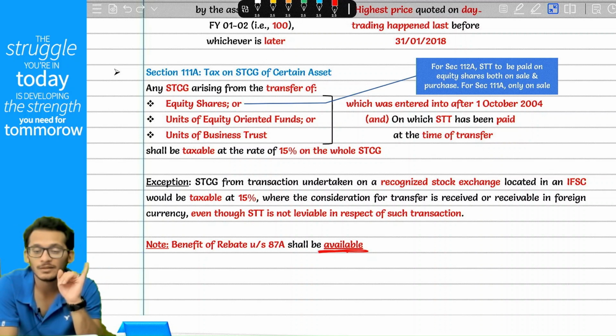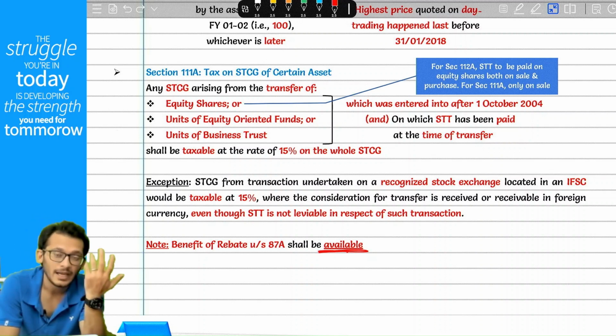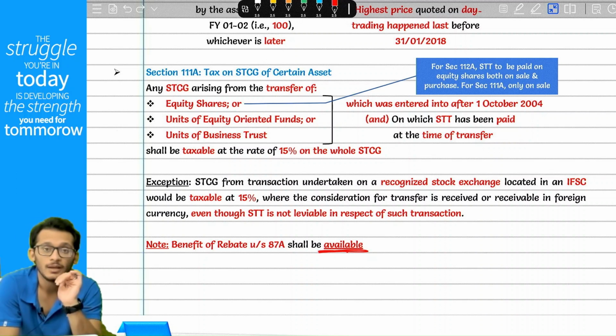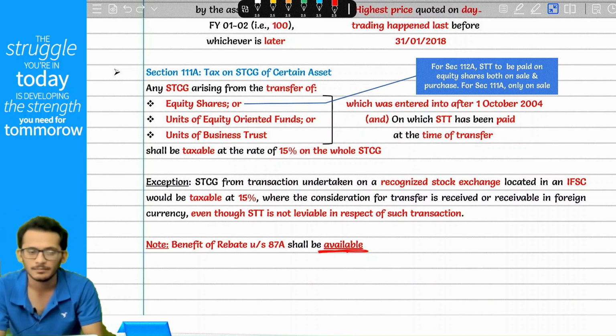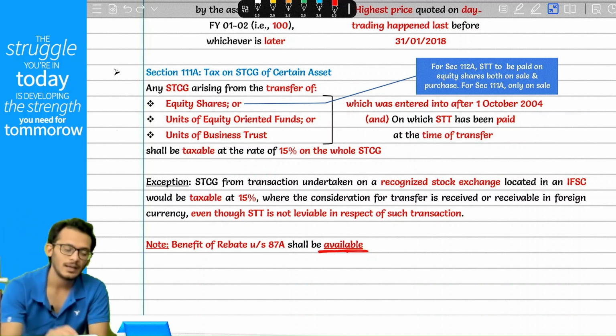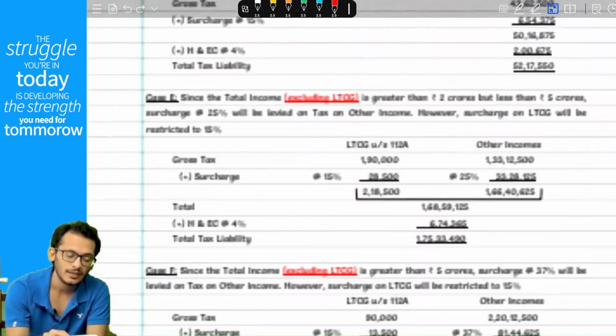Here you will be eligible for the benefit of rebate also. Anyway, indexation was not eligible, so forget it. The benefit of rebate will come to you, maximum surcharge 15%. Now in this, what happened is income tax also came and notified that it is not mandatory that STT will always be payable.